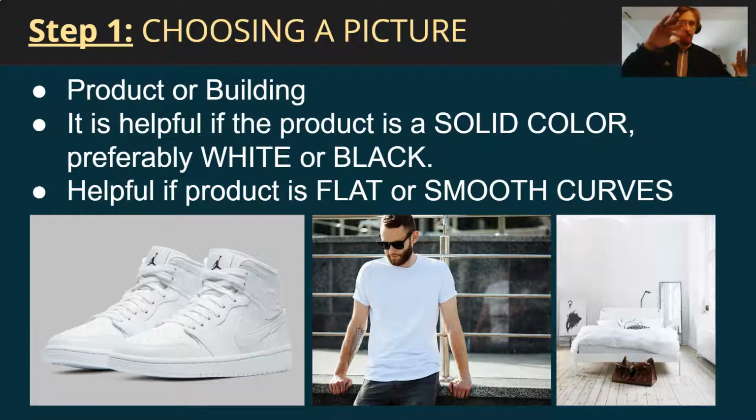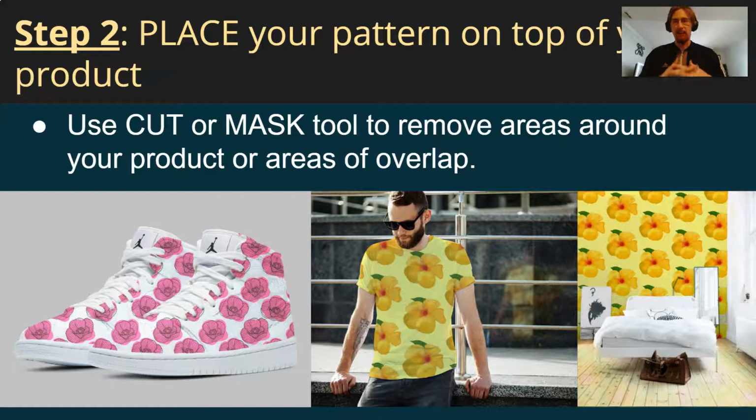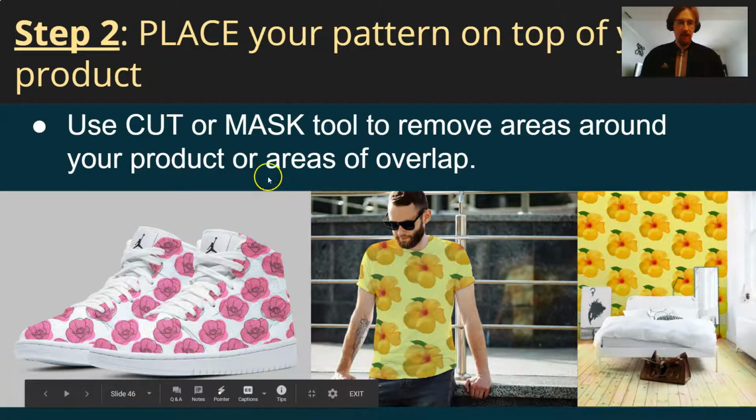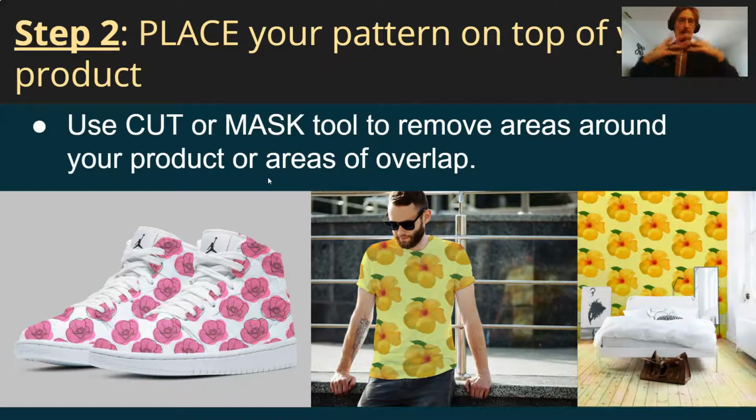If it has a lot of ups and downs and nooks and crannies, it's going to be a little harder to create your mockup. So once you have a picture, the second step, which is where a majority of this video is going to be, is placing your pattern on top of your product. For this assignment, we're going to be using a program called Pixlr, and we're going to be focusing on masking and blending, using blending modes and masking to basically place a sticker on top of the photo that we've already picked. So without any further ado, let's get into the first steps of how to use Pixlr.